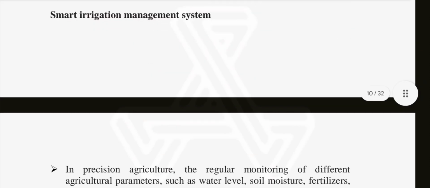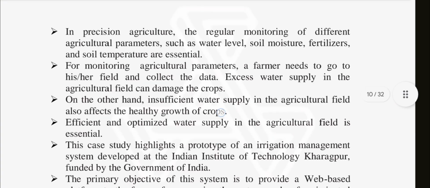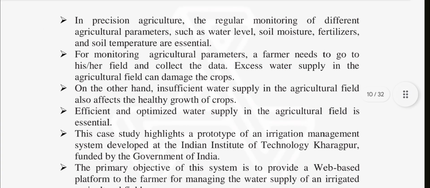Smart irrigation management system. Here you can see, in precision agriculture, the regular monitoring of different agricultural parameters such as water level, soil moisture, fertilizers, and soil temperature is essential. For monitoring agricultural parameters, a farmer needs to go to his or her field and collect the data.